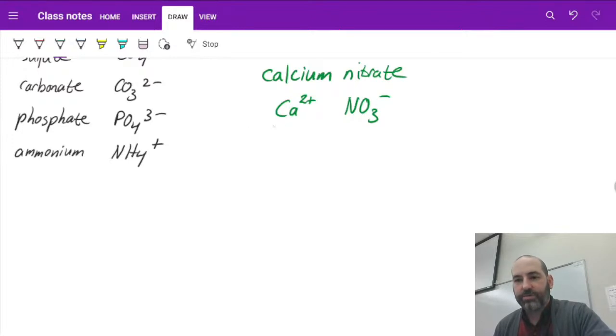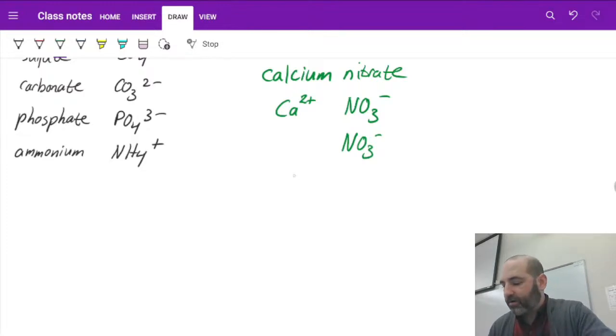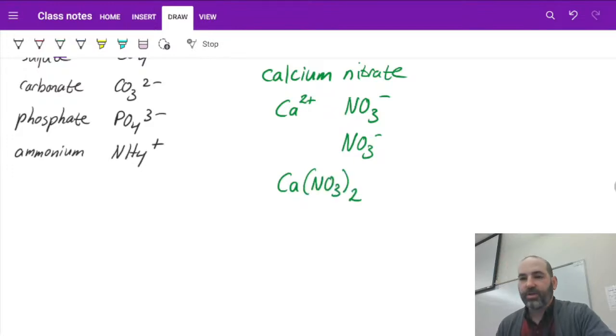So now if I want to make a compound of those two, I recognize that NO3 is -1, calcium is +2, so I need two nitrates to balance out the calcium. So now I've got 2 minus, 2 plus. And to write that formula, I need to show that I actually have two of these nitrate ions. So that's what my formula will look like: Ca, parentheses NO3, parentheses 2. That's how these polyatomic ions work.